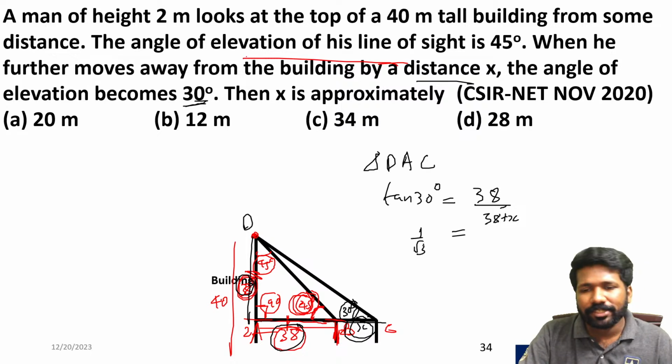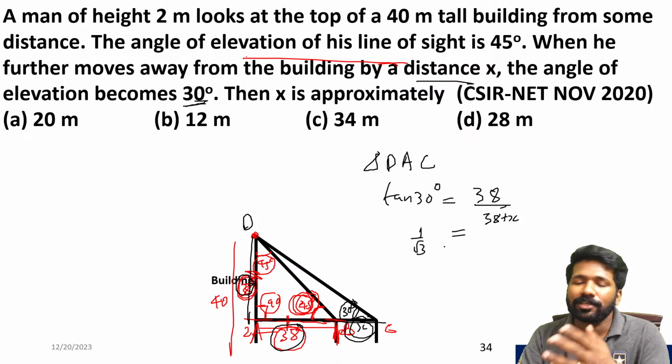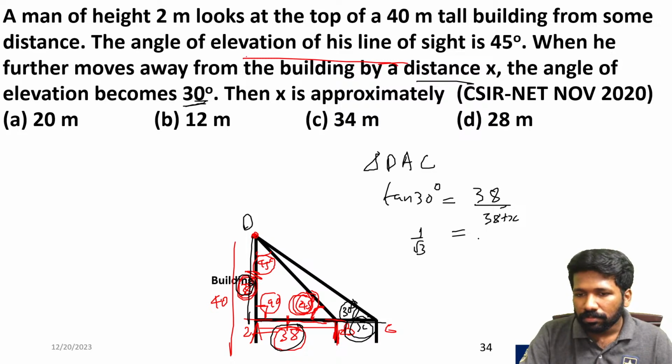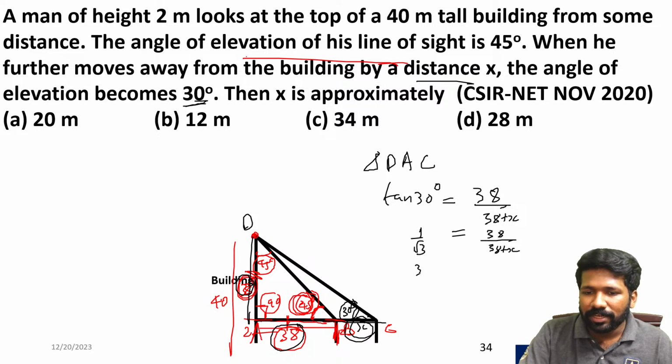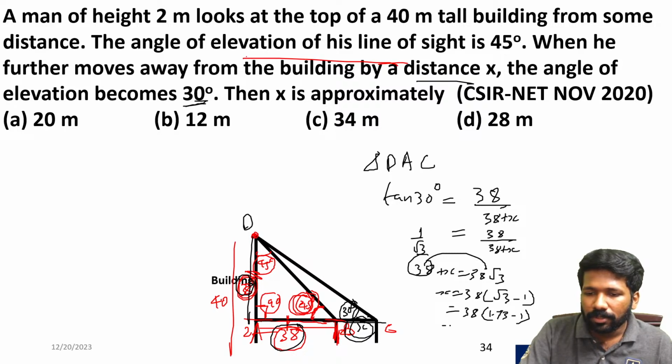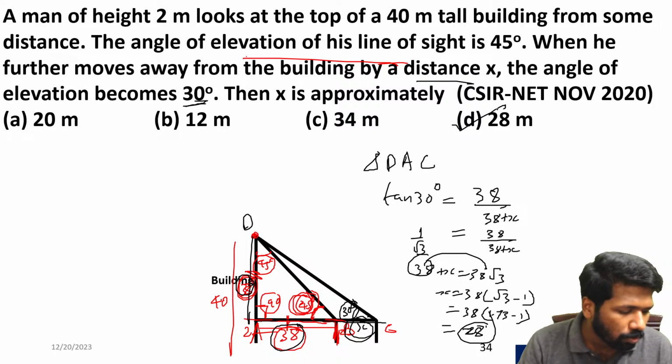That is why I told you at least tan theta you need to know for all the angles: 0, 30, 45, 60 and 90. So 1 by root 3 is equal to 38 by 38 plus x. Now simplify this for the value of x. 38 plus x is equal to 38 root 3. Now x is equal to 38 into root 3 minus 1 when you take this 38 to the other side. Taking 38 common, 38 into root 3 is 1.73 minus 1. Simplification takes some time. So that will be 28 meter approximately, option D. That you can do yourself.